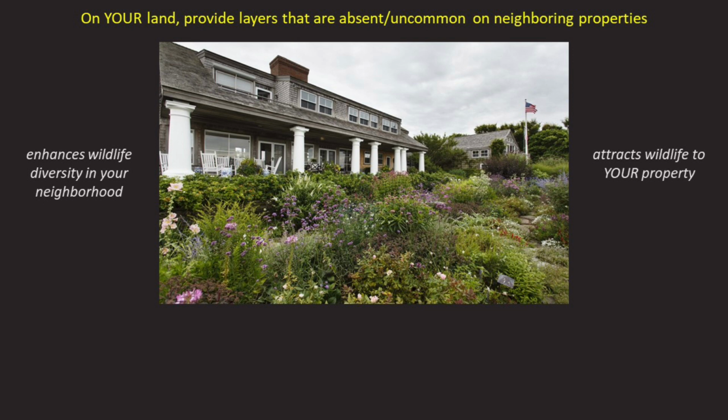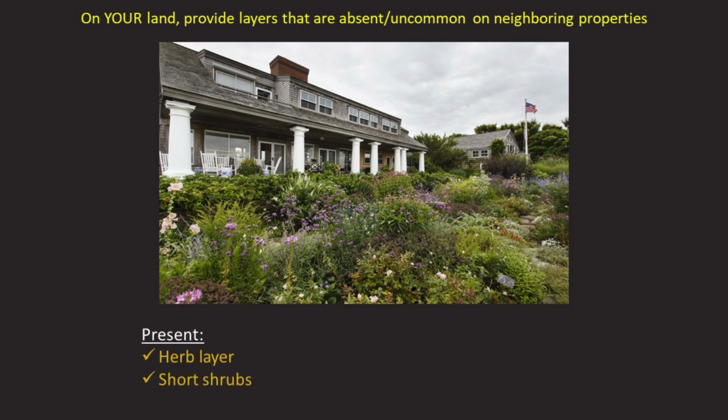This is the best way to enhance habitat diversity in your neighborhood, and it gives wildlife a reason to use your yard. So, visit with your neighbors and/or conduct a remote assessment to see how your property currently compares with others in your neighborhood. Perhaps you find that most properties are dominated by an herb layer and a layer of short shrubs.